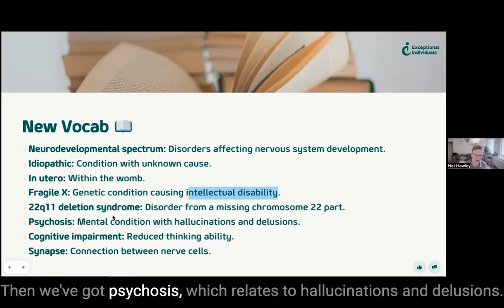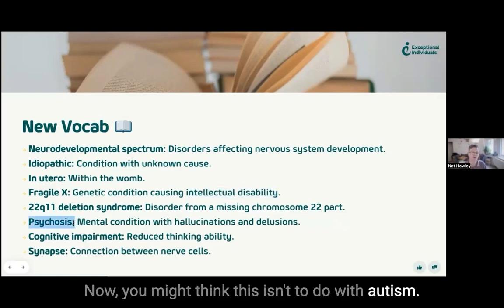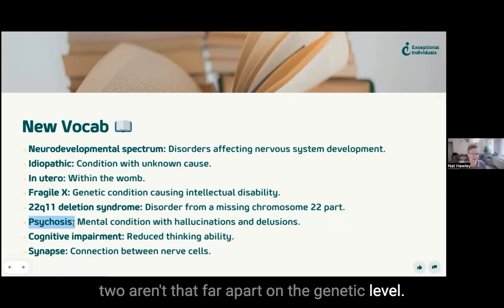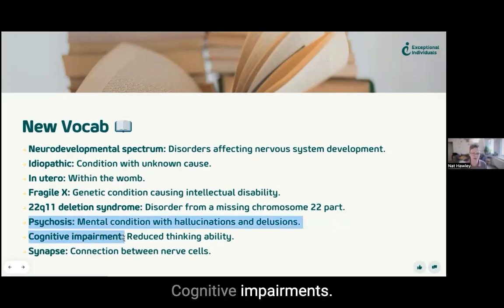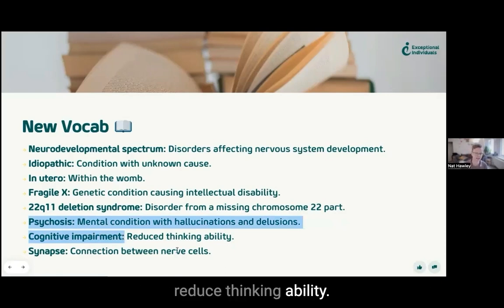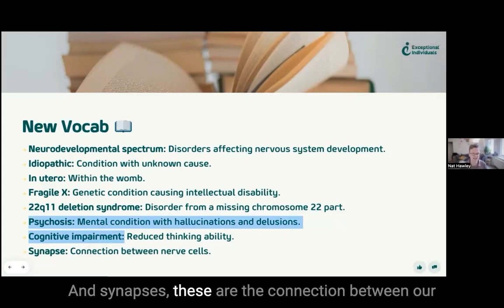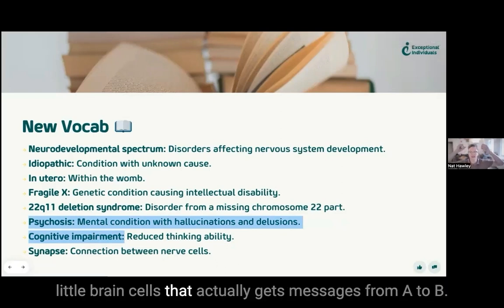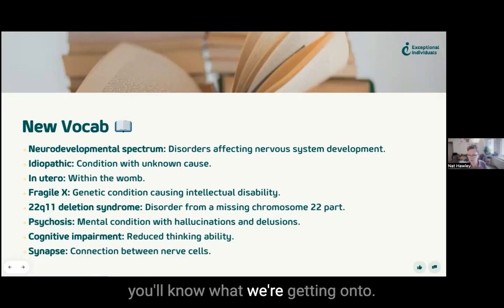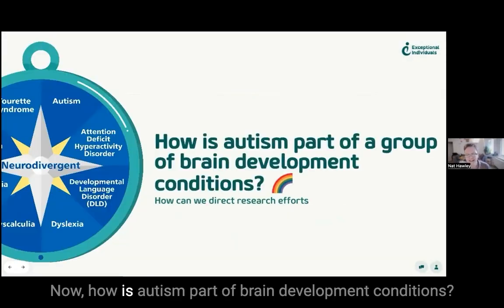Again, very linked. Then we've got psychosis, which relates to hallucinations and delusions. Now, you might think this isn't to do with autism, but we're going to be looking at how the two actually aren't that far apart on a genetic level. Cognitive impairments. Cognitive is just how we think. Impairments means it's not working how we'd imagine, reduced thinking ability. And synapses, these are the connections between our little brain cells that actually get messages from A to B. Now we're all up to speed, fingers crossed you'll know what we're getting onto. Now, how is autism part of brain development conditions?